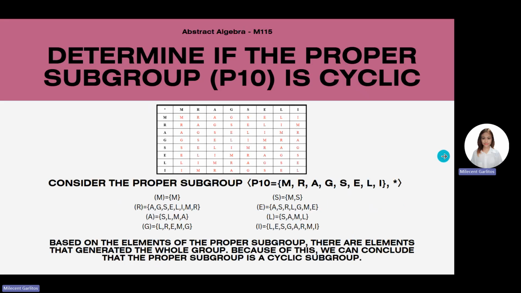So, based on the elements of the proper subgroup, there are elements that generated the whole group. Because of this, we can conclude that the proper subgroup is a cyclic subgroup. Yes, we can see in here that the elements R, E, and I generated the whole group based on the outcomes of their cyclic operation.